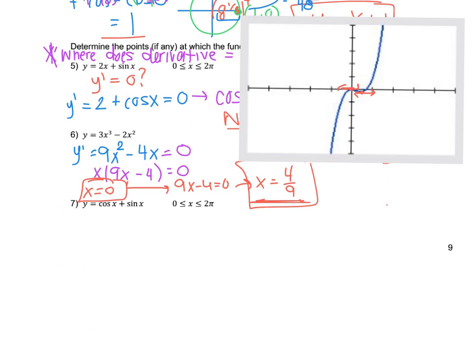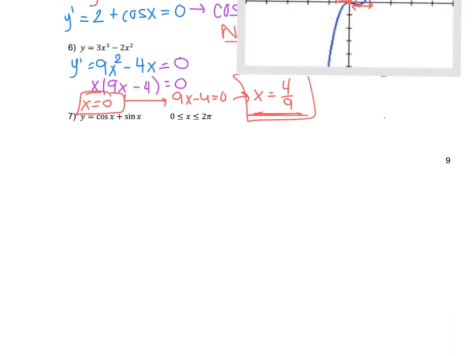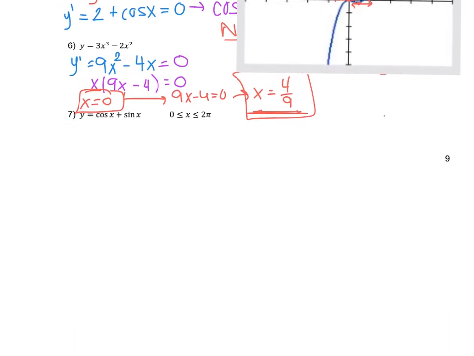Okay, I know I told you I'm trying really hard to get these videos to 30-minute video lengths, and I do want to do this last one because it has cosine and sine in it, so I'm going to fly through it. We want to know where the tangent lines of this function, cosine x plus sine x, would equal 0. So all we need to do is find where the derivative equals 0.